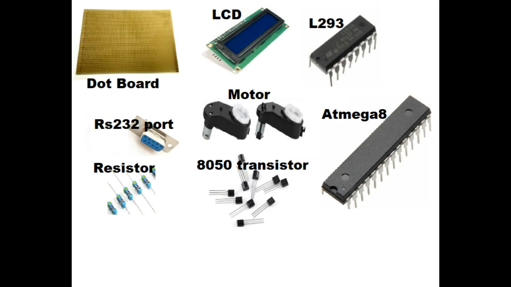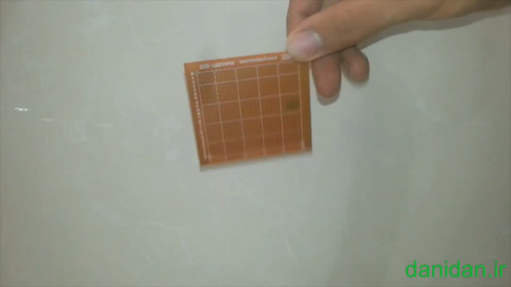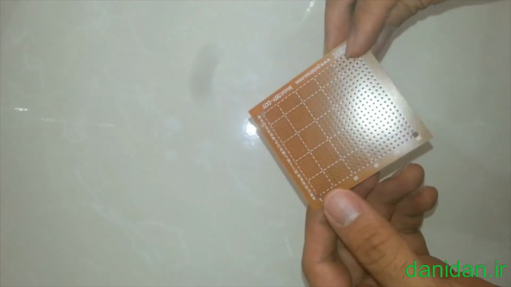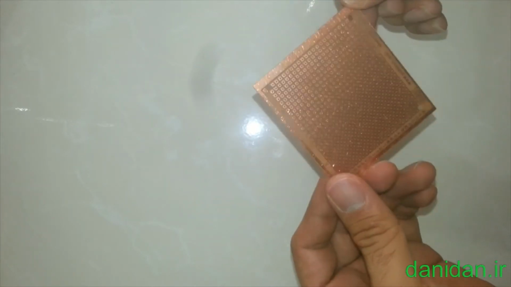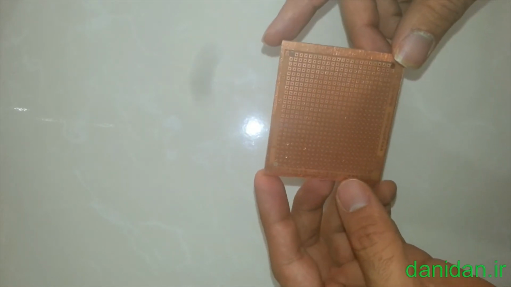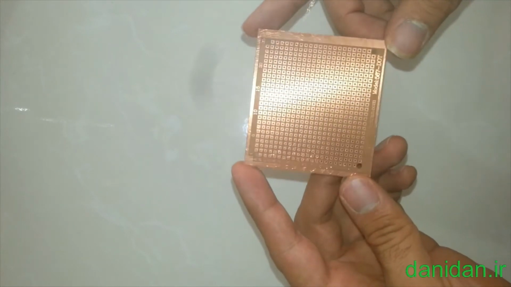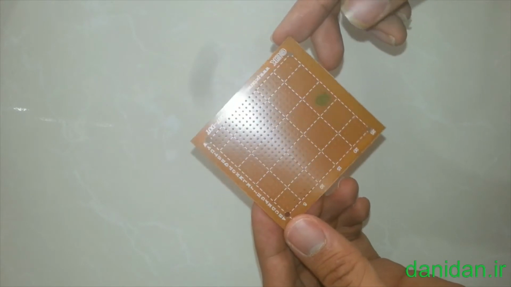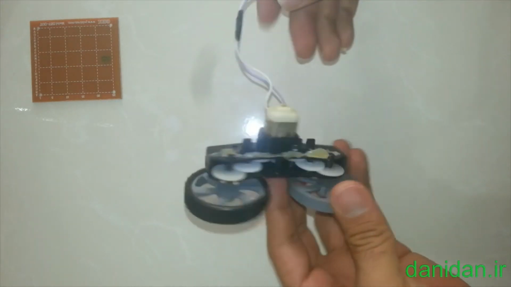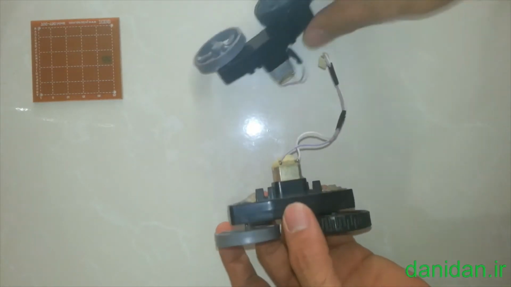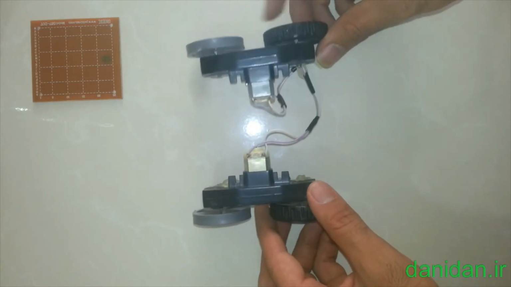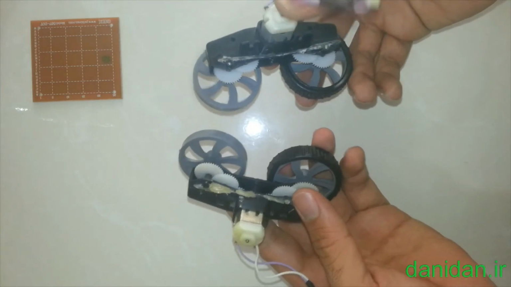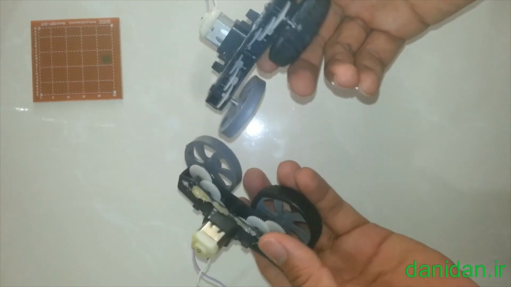So the parts that we need for our robots, first of all, I use the dot board, a board that helps you solder your circuit without any other facilities. You don't need to produce a PCB, so you can easily use this board to implement your robot. At this time I just use a small dot board, and also, if you want to move your robot, definitely you need a motor. So at this time I just use a motor and gearbox. It's a plastic gearbox, so it's easy to find and cheap.